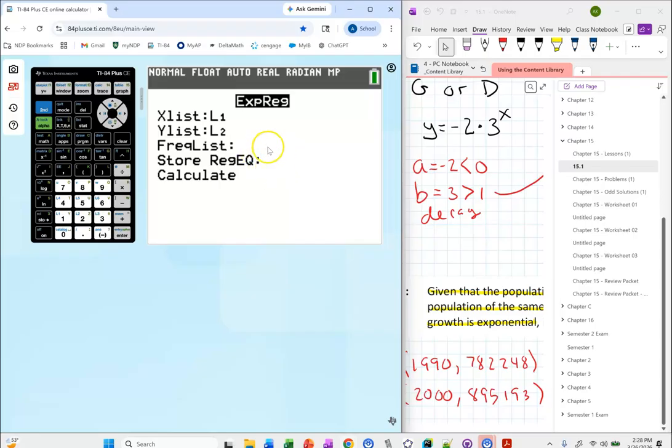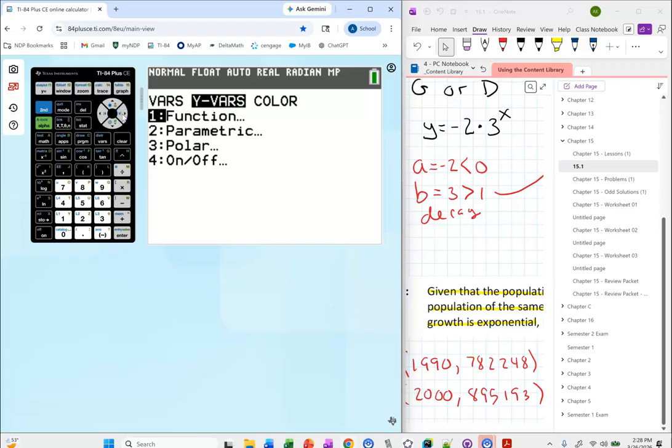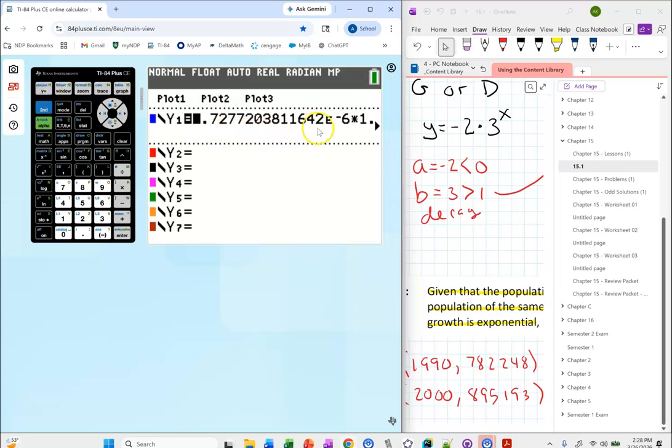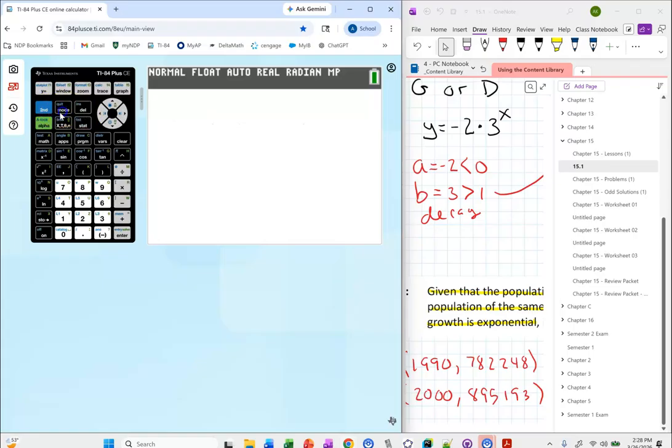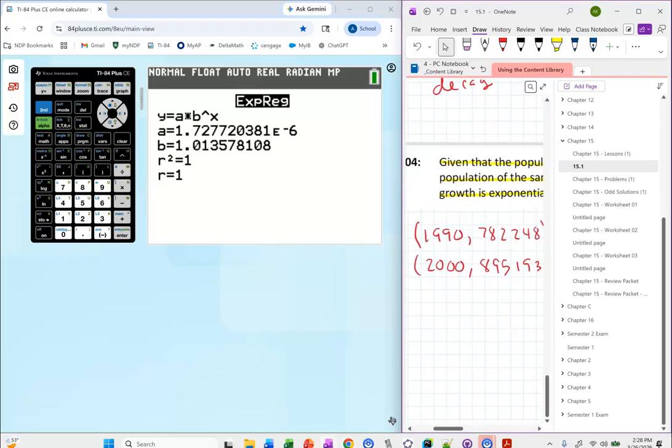So to get a y1 here, I'm going to press vars, go over to yvars, pick function, and then y1, and press enter. If I go and I look at the y equals, you notice that it's gone ahead and put the whole equation in here for me, right? And I should have written this down first. All right.